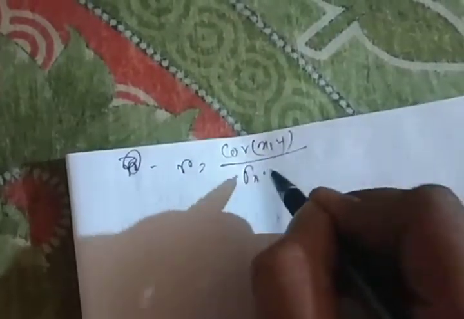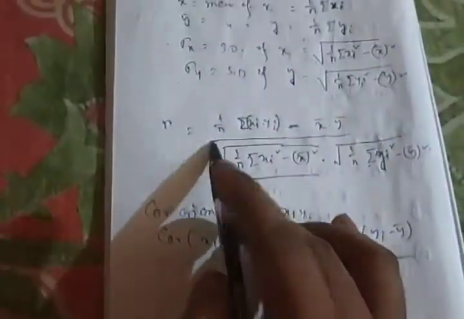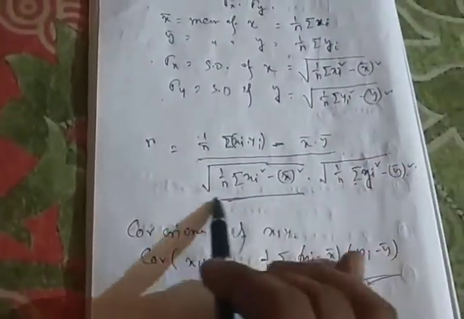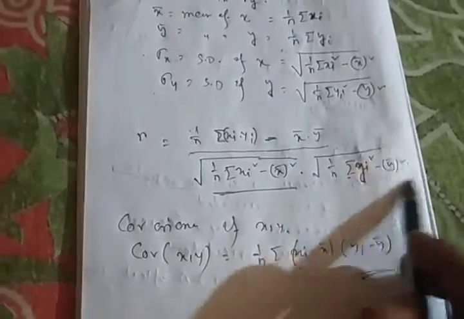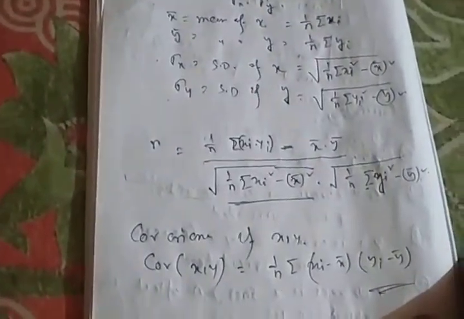So if we take the simplest form, R equals the upper part, covariance of xy, and the lower part, sigma x into sigma y. This is the simplest form. After putting in all the formulas for covariance xy, sigma x and sigma y, we will get this formula. This is the calculative formula for calculating the correlation coefficient, or the table form.